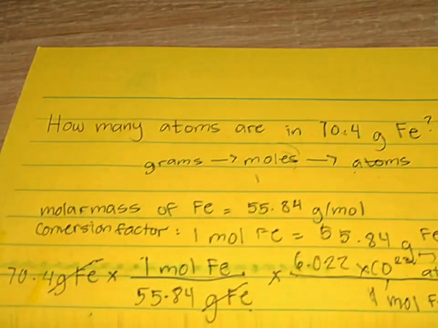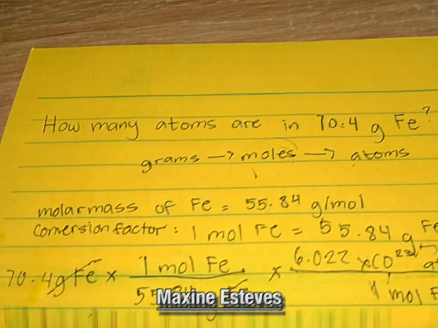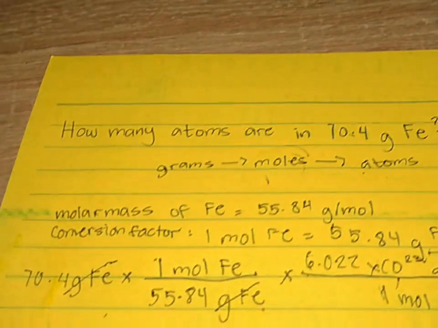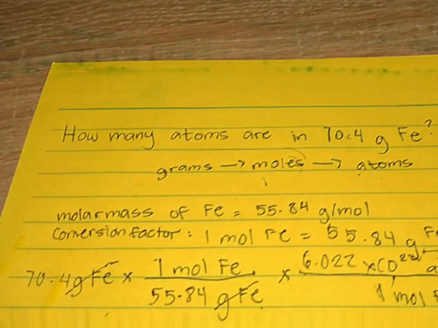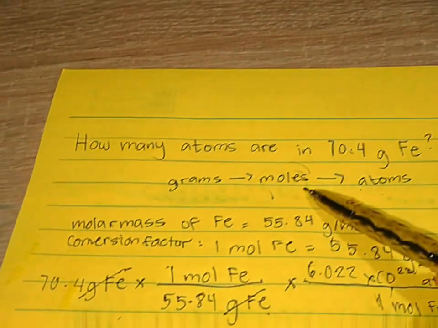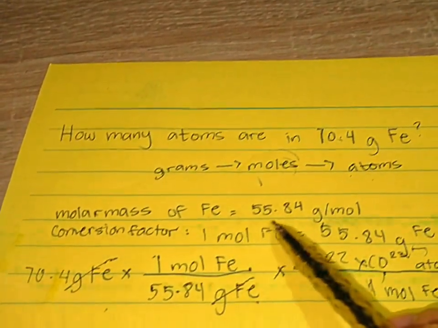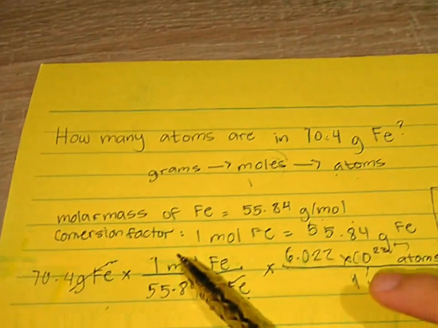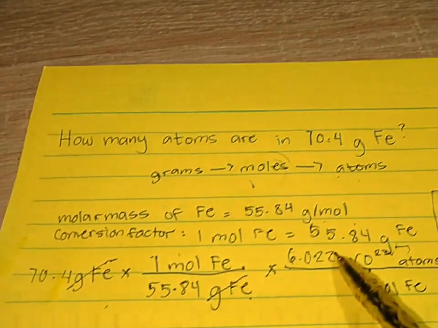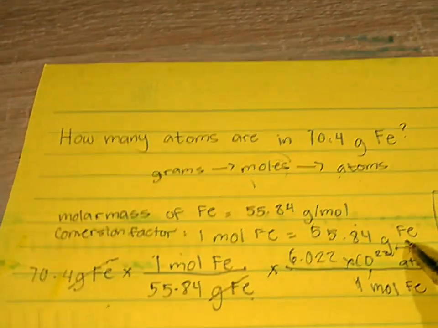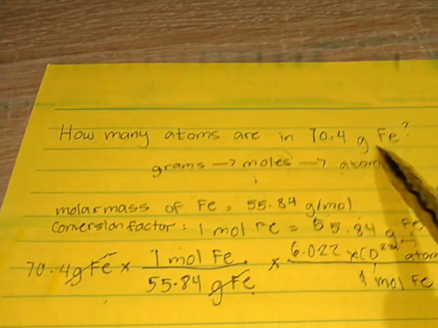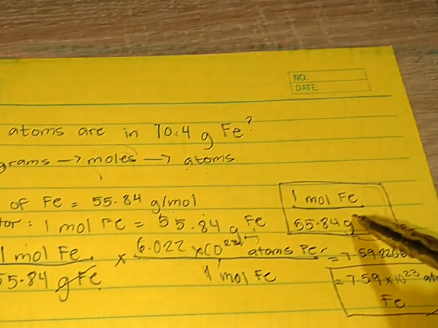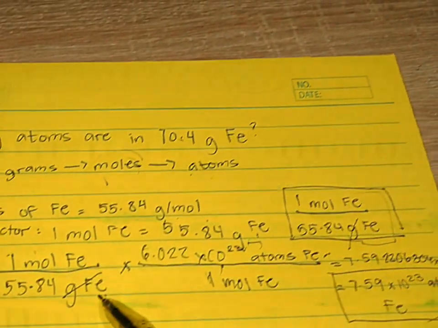Let us now move on to our third word problem. How many atoms are in 70.4 grams of iron? Since we have no direct conversion between grams and atoms, we will use the linking unit moles. The molar mass of iron is equal to 55.84 grams per mole, which leads us to the conversion factor: 1 mole of iron is equal to 55.84 grams of iron. Since we have grams as our given, we will use this conversion factor so we can cancel out the grams unit, which we can see here.